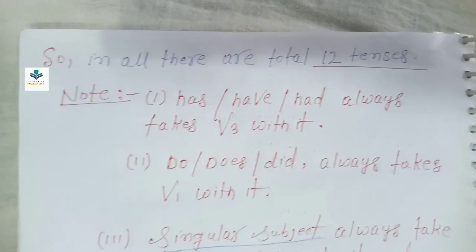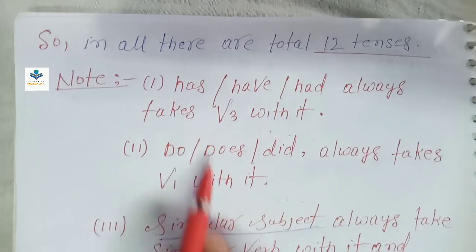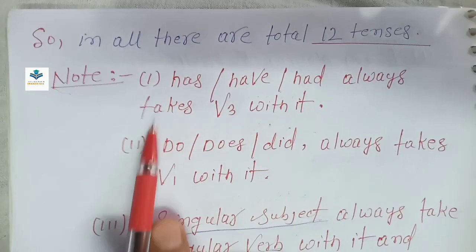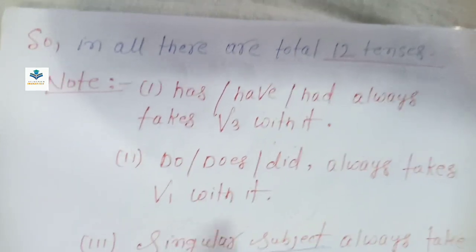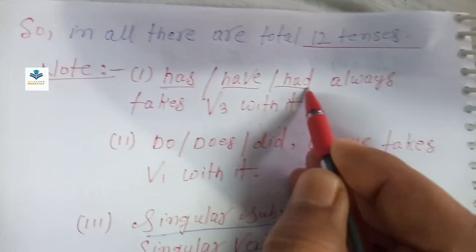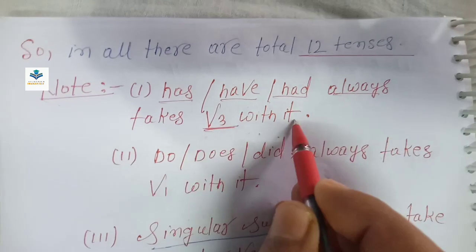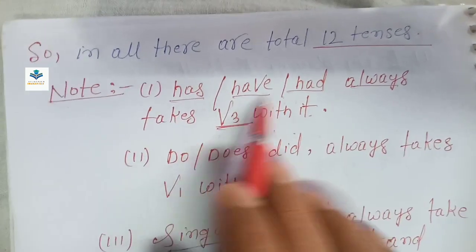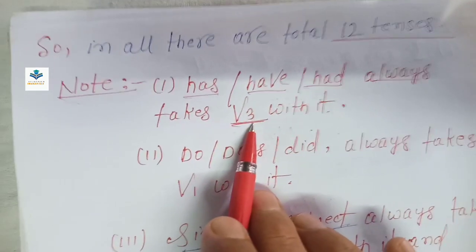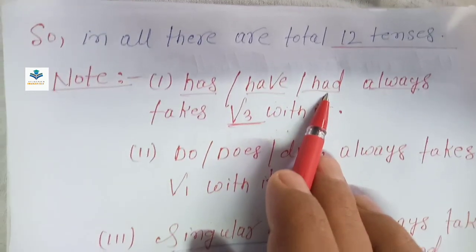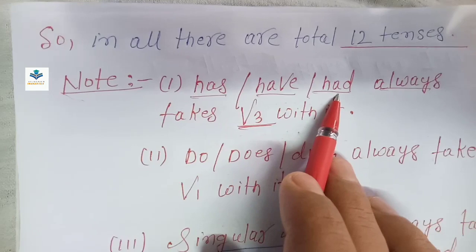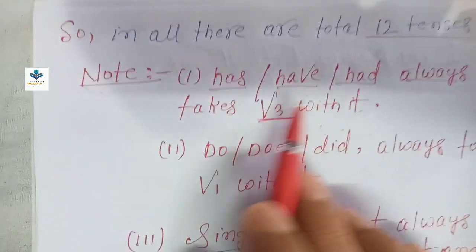But before starting tense, you should keep in your mind these 3 points. So please note these 3 points in your mind, that has, have, had always take V3 with it. मीन्स हैज़ हैव हैड के साथ हमेशा V3 लगता है. जब भी आपको किसी सेंटेंस में हैज़ हैव हैड लिखा रहे और अगर आपको उसके बाद कोई वर्ब लिखना पड़े तो यू मस्ट राइट थर्ड फॉर्म ऑफ दैट वर्ब.